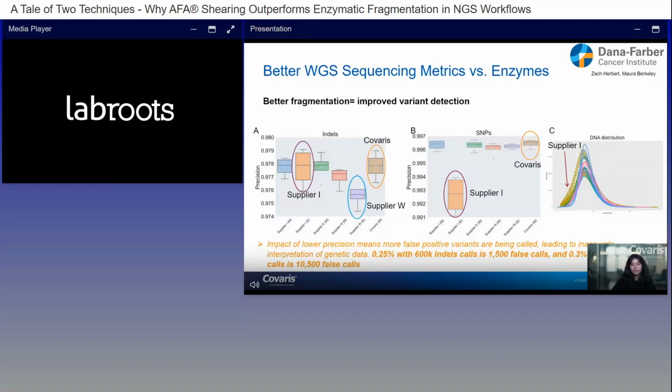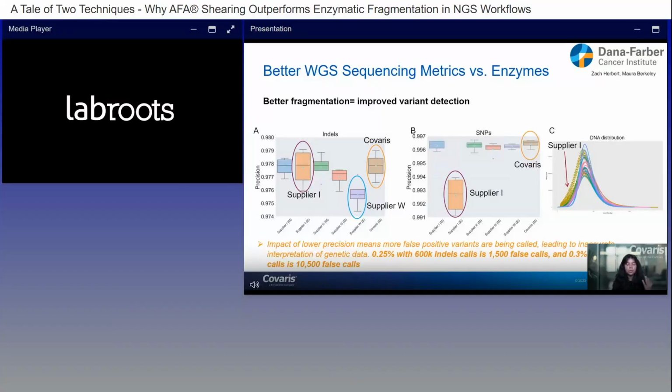So let's start by drawing your attention to supplier I in orange. So again, this is an enzymatically sheared library. And you can see that the supplier is actually able to deliver pretty good precision when looking at indels. However, when we switch our attention to figure B, we can see that there's this drop-off in precision for SNPs. So there's this kind of difficulty in consistency when delivering precision between these two different kinds of variants.